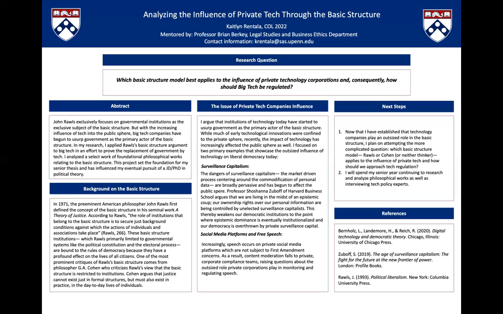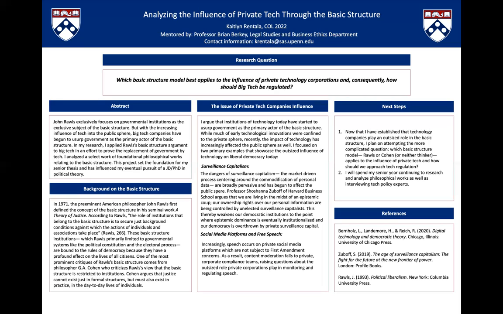However, one critique of Rawls's basic structure conception comes from the philosopher G.A. Cohen, who criticizes Rawls's view that the basic structure is restricted to institutions. Cohen argues that justice cannot exist just in formal institutions, but must also exist in practice in the day-to-day lives of individuals.